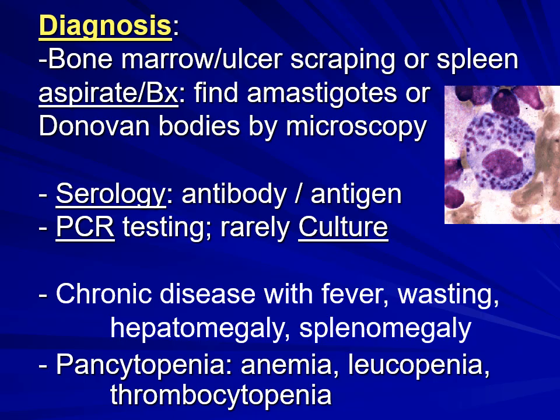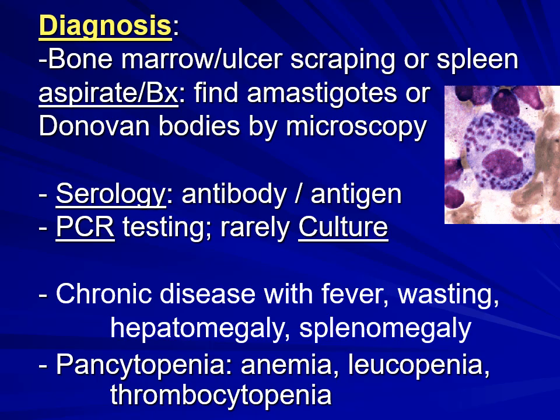Diagnosis. We can do bone marrow or ulcer scraping, whichever it is. For visceral, you do bone marrow aspiration. For cutaneous, you do ulcer scraping, or spleen aspirate for the visceral as well, to find amastigotes, like you see on the right hand side. This is from a bone marrow aspirate. You can see a macrophage in there with the large nucleus and multiple dots.